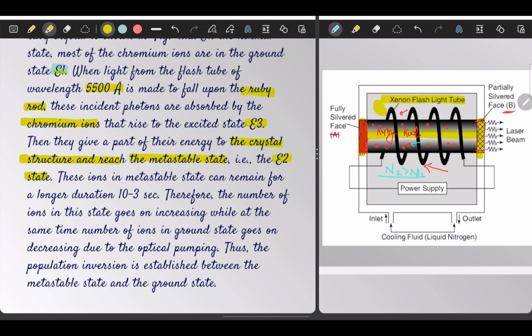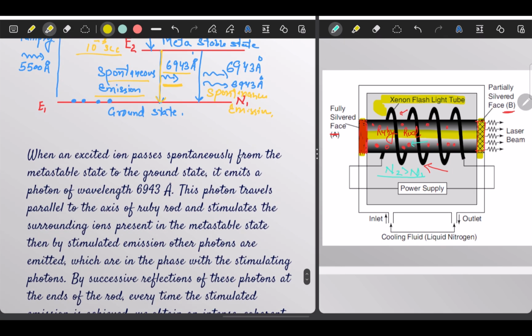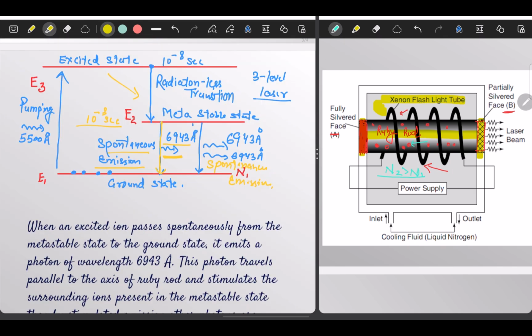The ions in the metastable state can remain for a longer duration, which is 10 raised to minus 3 second. Therefore the number of ions in this state goes on increasing, while at the same time the number of ions in the ground state goes on decreasing, due to this continuous optical pumping. Thus population inversion is established between the metastable state and the ground state, and when an excited ion passes spontaneously from the metastable state to the ground state, it emits a photon having a wavelength of 6943 angstrom.